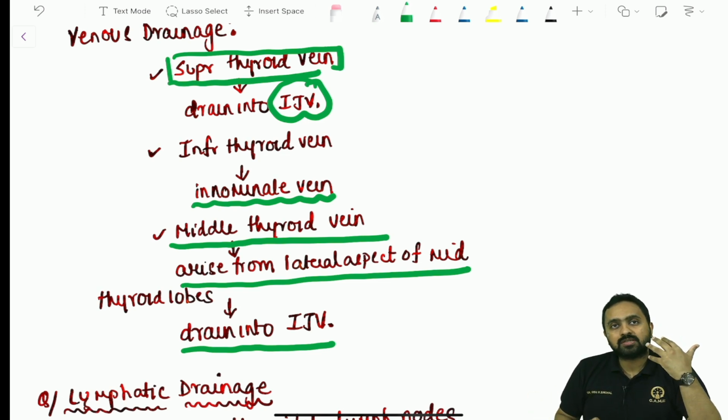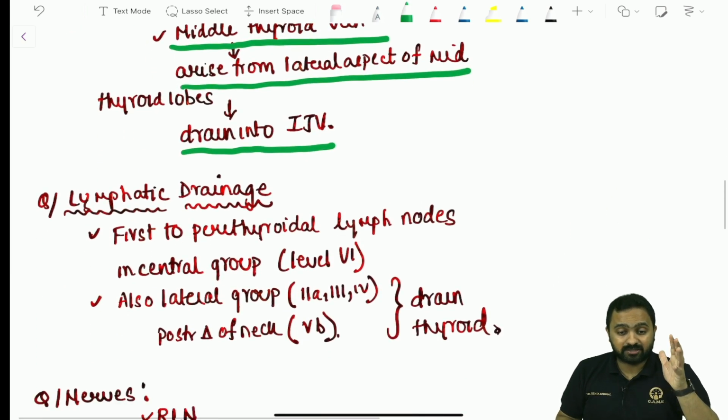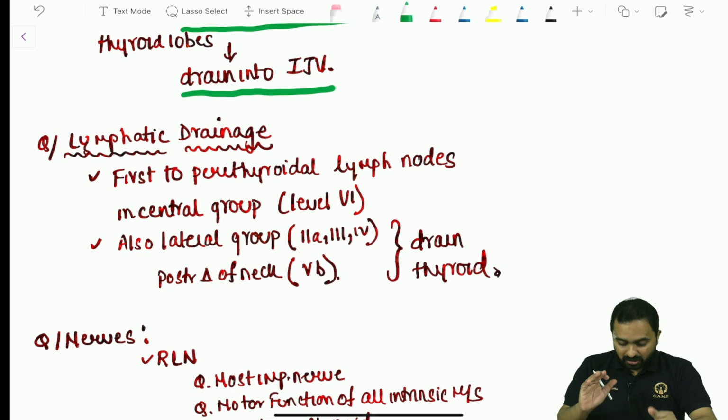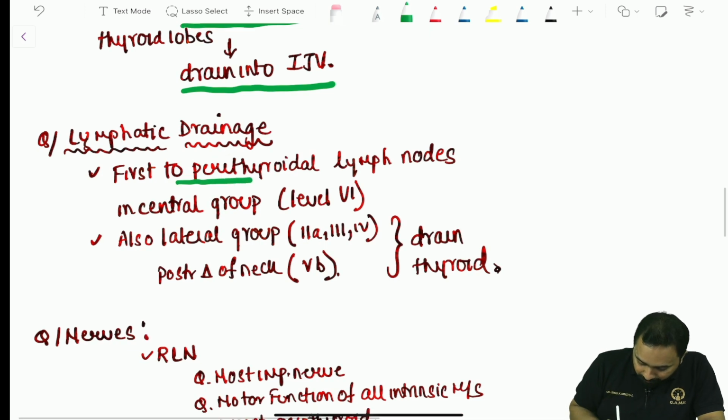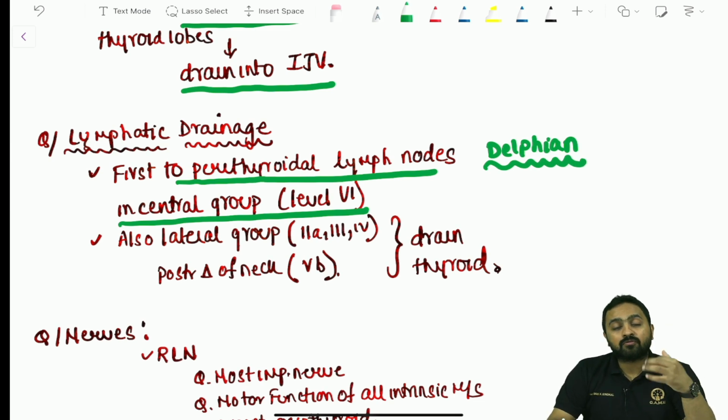Now, after this arterial and venous blood supply, the questions that have been asked are with respect to the lymphatic drainage. So first it drains into the perithyroidal lymph nodes in the central group, level 6. Now, they're often referred to as the Delphian lymph nodes. Right, and then they also drain into the lateral group, which is levels 2A, 3, 4, and the posterior triangle of the neck, which is level 5B.